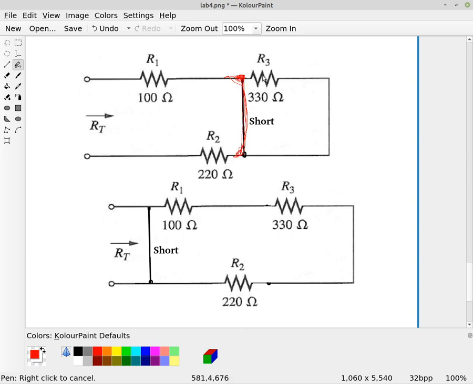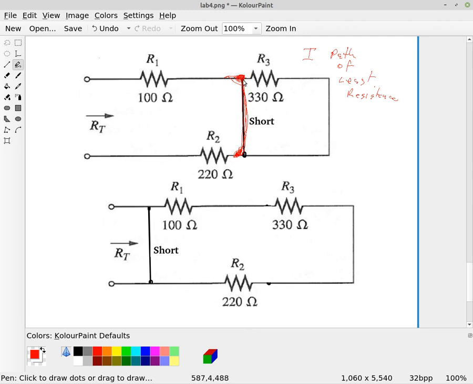And so what happens is current is going to follow the path of least resistance. So the current I is going to flow through the path of least resistance. All right, so we know that all wire has resistance.